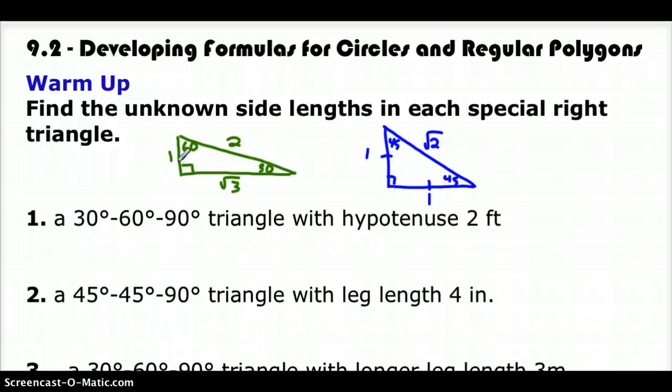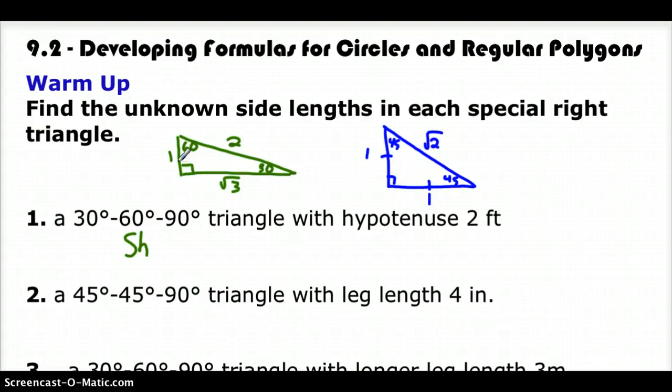And so in the first one here again, it asks us for a 30, 60, 90 triangle with a hypotenuse of 2 feet. Well, this is exactly what we drew out here, with the green triangle. So the short leg here would have a length of 1, and the long leg would have a length of radical 3. So I'm just going to write that down.